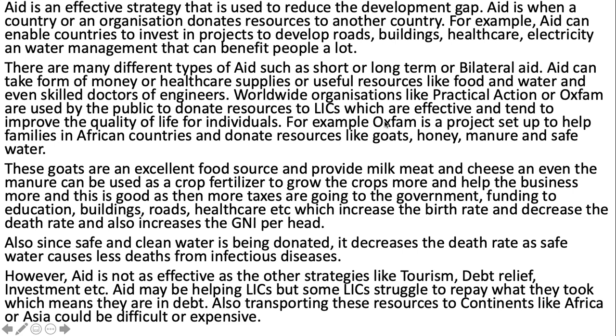So they've acknowledged other types. They've focused on a particular type, so charitable aid, practical action, or Oxfam, and then has talked about why these are used. So they donate resources to LICs. They tend to improve the quality of life for individuals. And then talked about Oxfam in particular. And there's some repetition in this answer that doesn't necessarily need to be there.